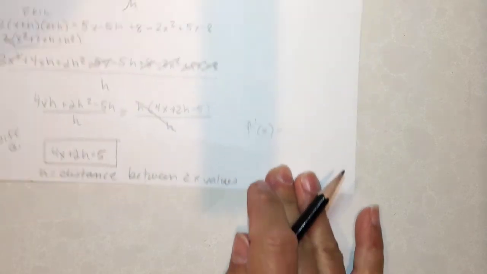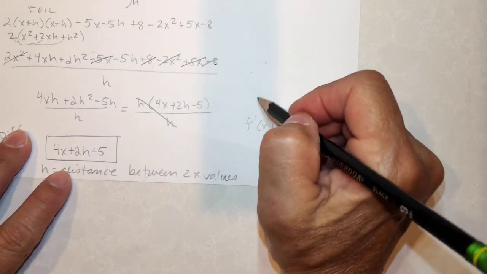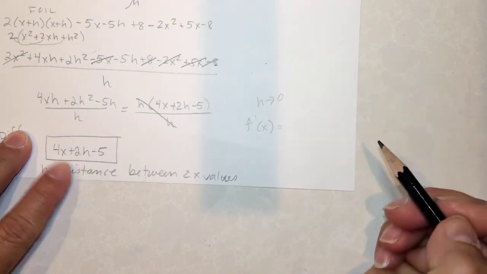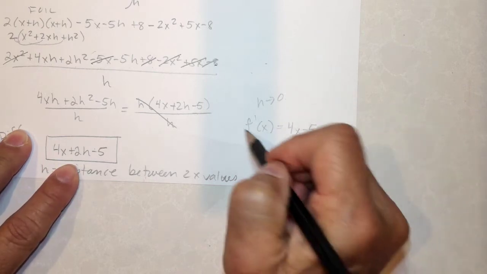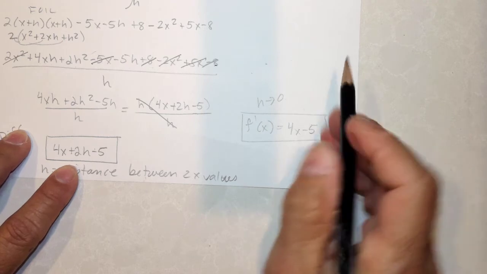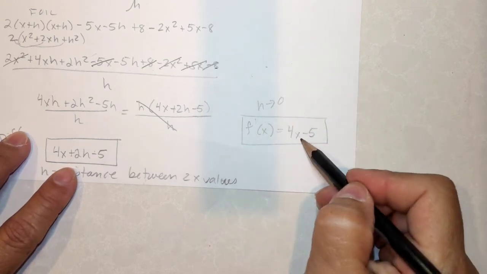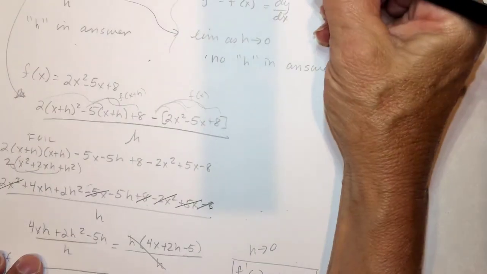The derivative here, the f prime of x for this problem, is really easy. I don't have to do any extra work. I just have to remember that h is going to go to 0, so then my derivative would be just the 4x minus 5 part. So that's how I would find the slope of a line at any x point.